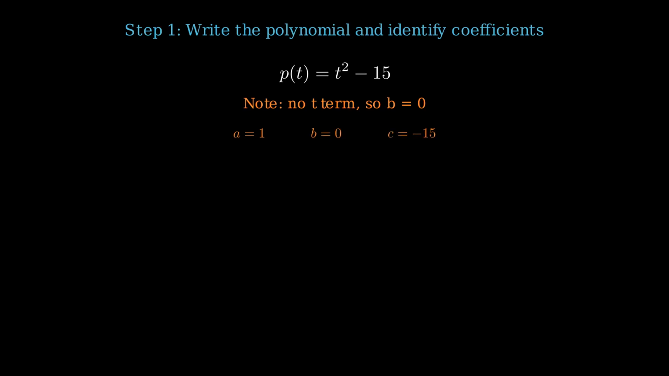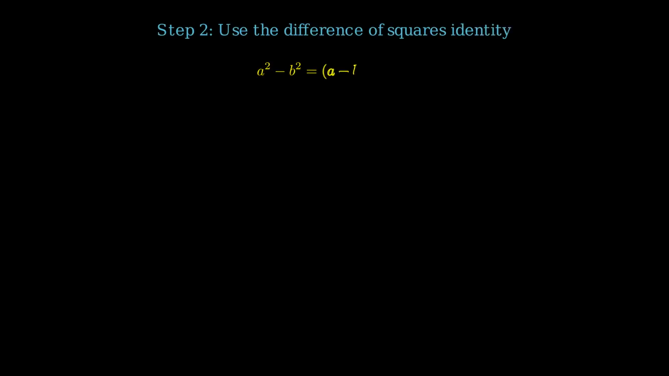Step 2. Apply the difference of squares identity. We recognize that 15 equals root 15 squared. So t squared minus 15 equals t squared minus root 15 squared. Applying the identity a squared minus b squared equals (a minus b) times (a plus b), t squared minus root 15 squared equals (t minus root 15) times (t plus root 15).